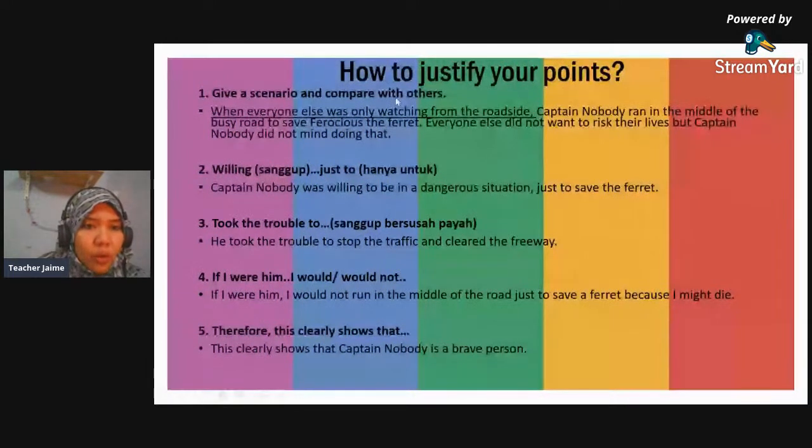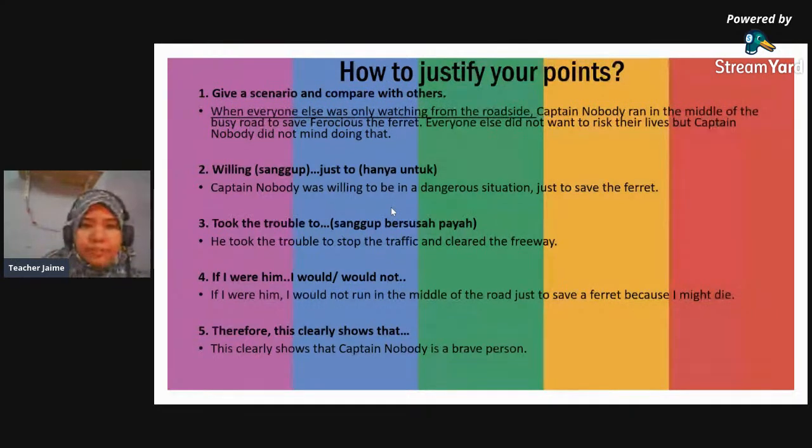Give a scenario. When everyone else was only watching from the roadside, Captain Nobody ran in the middle of the busy road to save Ferocious the ferret. Everyone else did not risk their life, but Captain Nobody did not mind doing that. We use the word willing. Number 2, you use the word willing, meaning prepared to do something just to achieve a goal. Captain Nobody was willing to be in a dangerous situation just to save the ferret.